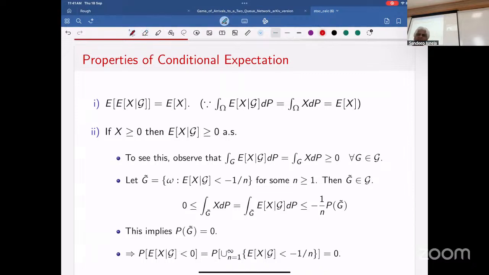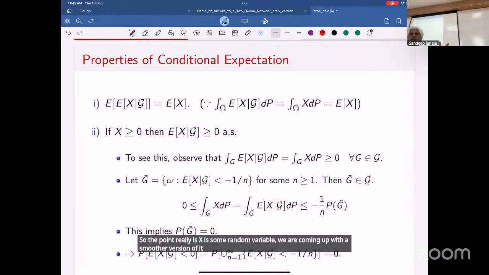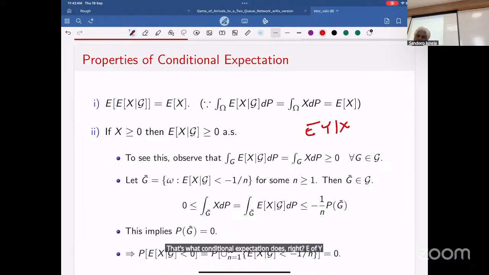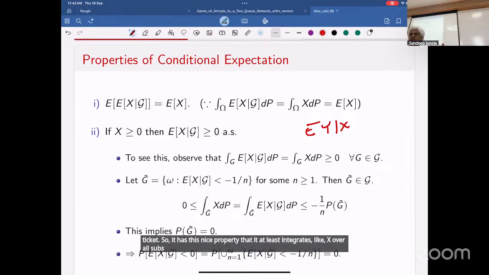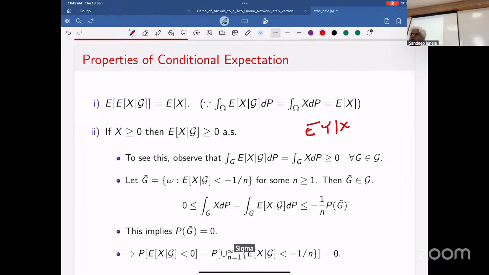So the point really is X is some random variable. We are coming up with a smoother version of it on a smaller sigma algebra. That's what conditional expectation does. It's a proxy for X. It goes in the meetings and represents X. So it has this nice property that it at least integrates like X over all subsets in the sigma algebra. That idea is what we're playing with.